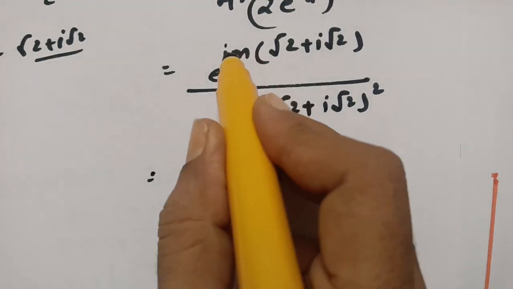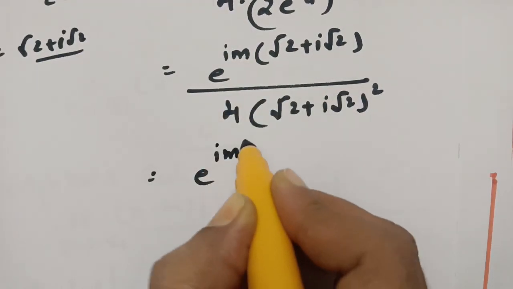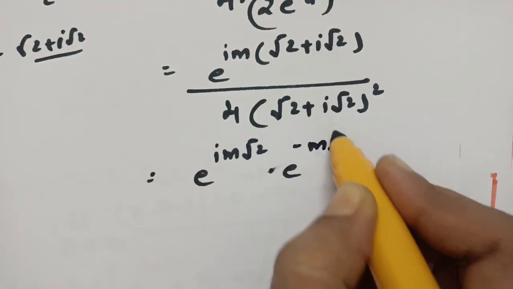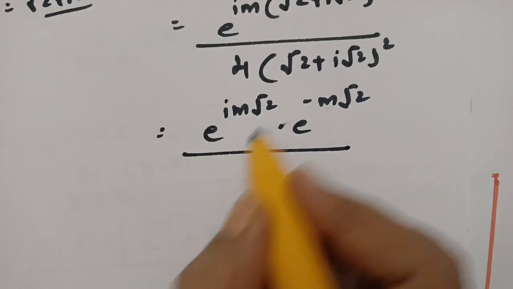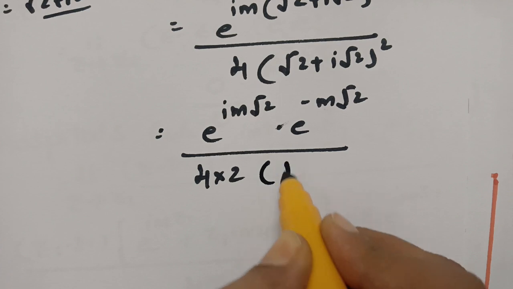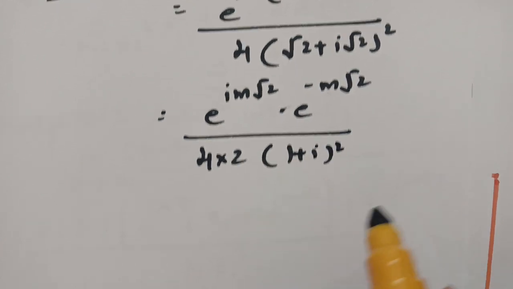So if I multiply this one, this is i m root 2 into i square, this is minus m, root 2 by, if I take root 2 common, square with square, this will be 2 times (1 plus i) whole square.